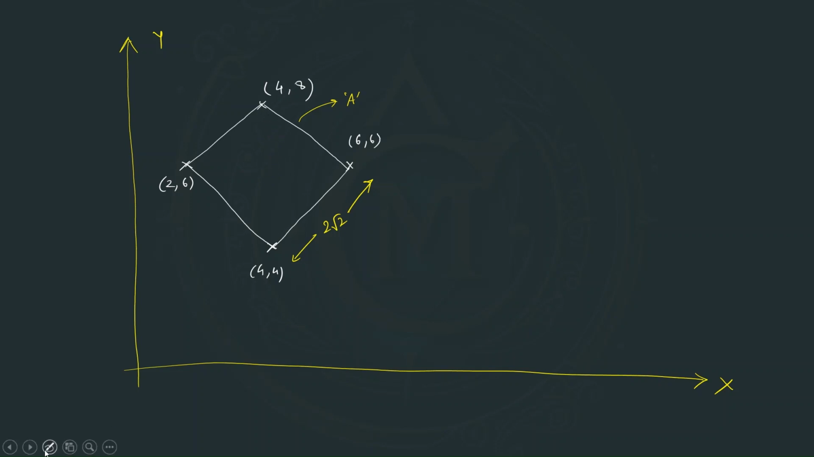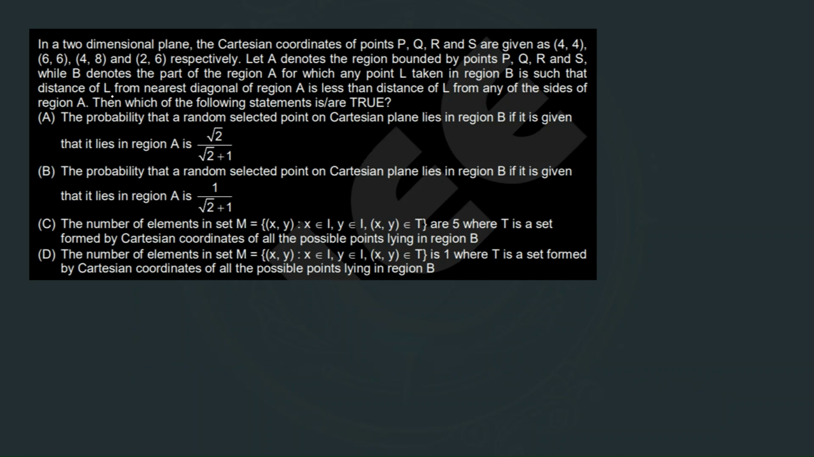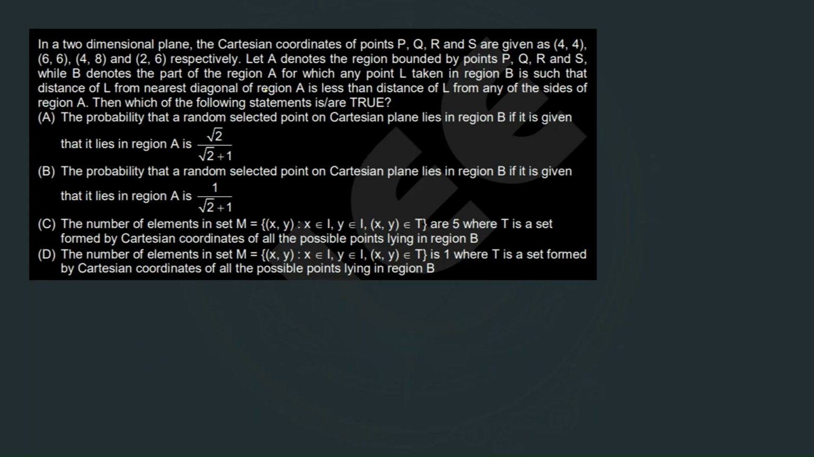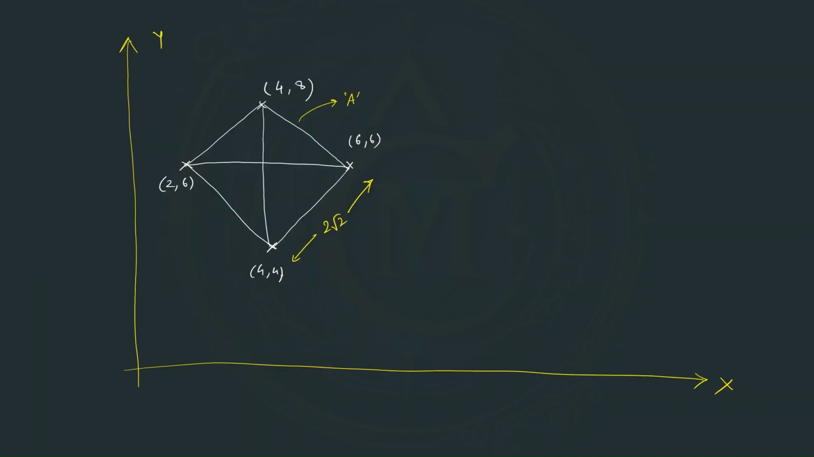So let us draw the diagonals clearly here. These are the diagonals of this square. Now it says the distance of L. L is a randomly chosen point in this region B, such that the distance of L from the nearest diagonal of region A is less than the distance of L from any of the sides of the region A. Basically, we should name the vertices first here. So (4, 4), (6, 6), (4, 8) and (2, 6). Okay, so this is P, this is Q, this is R and this is S. So basically Q, S and P, R are the two diagonals.